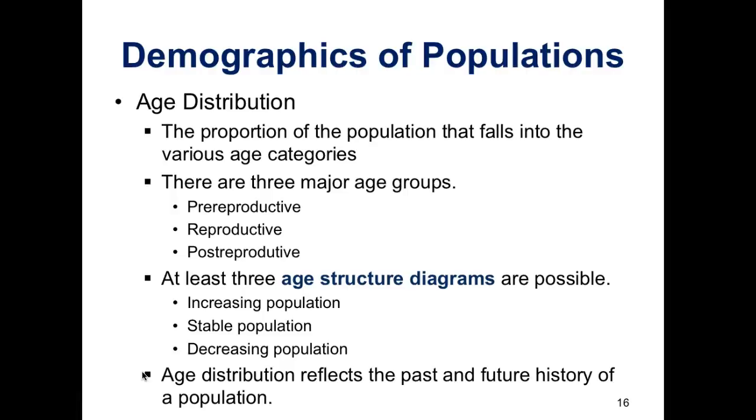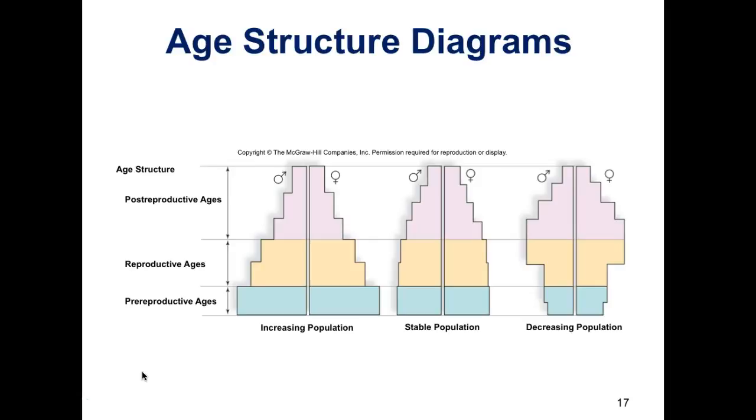When you look at age structure diagrams, you have the pre-reproductive stage, the reproductive stage, and the post-reproductive stage. At least three age structure diagrams are possible. You have those that show an increasing population. An age structure diagram could also indicate a stable population or one that is decreasing in size. Age distribution reflects the past and future history of populations themselves.